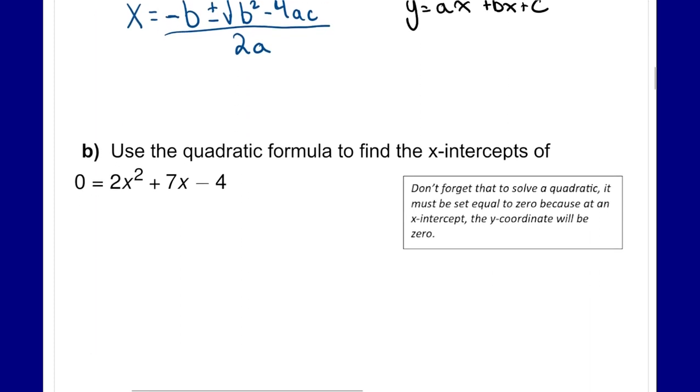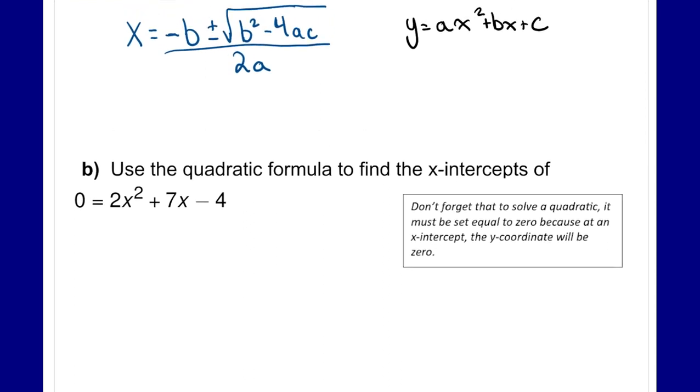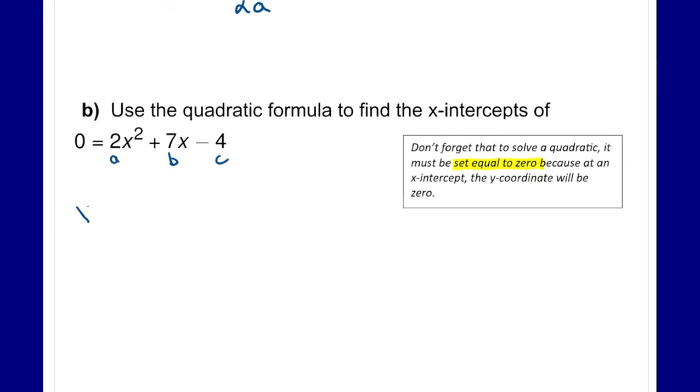So we're just going to use a quick example. We want to use the quadratic formula to find the x-intercepts. Now, one thing to note, similar to when we're factoring, it has to be set equal to 0. So in some cases, maybe we have to rearrange our equation to set it equal to 0, or just make sure that everything is on one side so that we can set it equal to 0. So we have our a, our b, and our c value from this quadratic. I'm going to plug that into my formula.